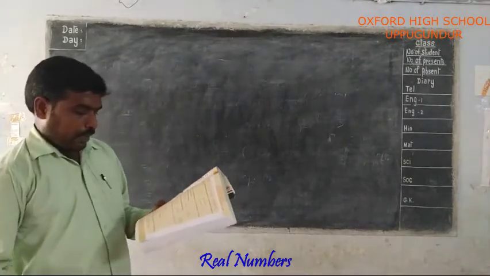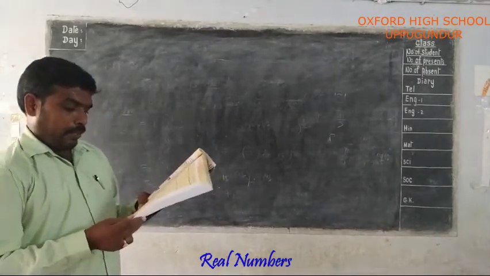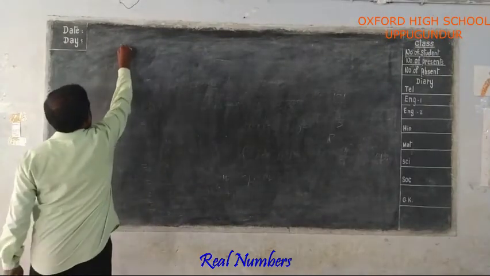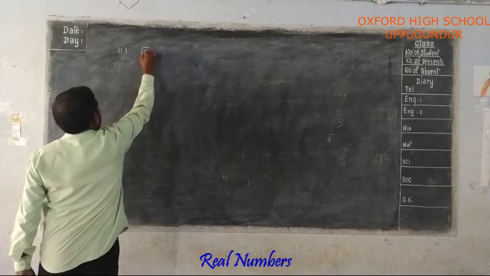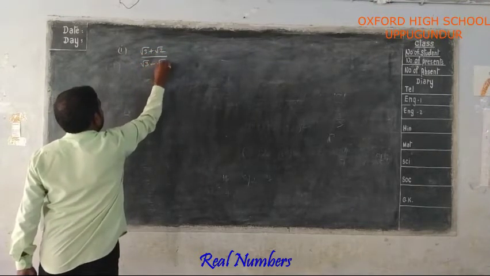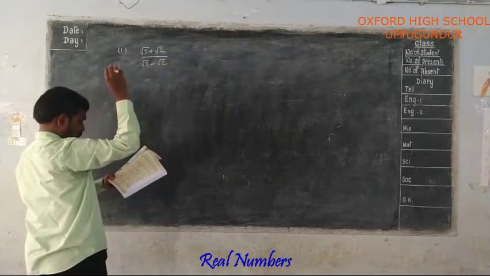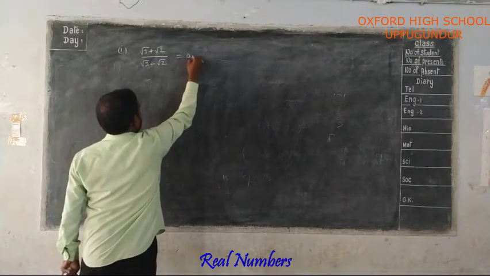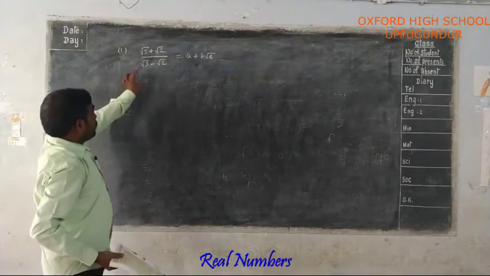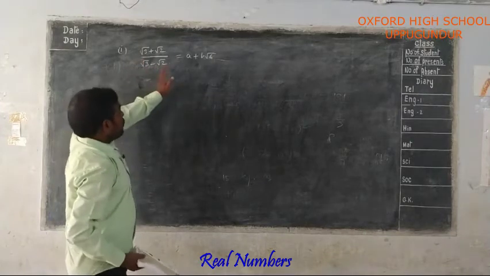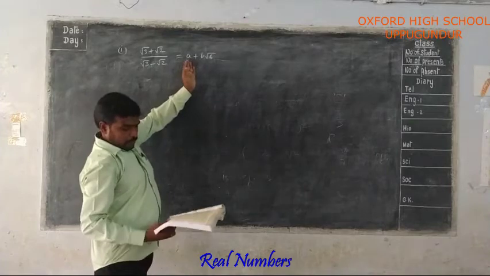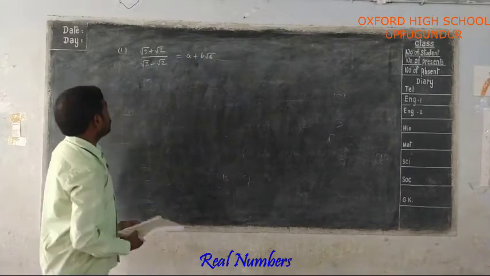And the 10th one: if a and b are real numbers, find the values of a and b in each of the following equations. First one, root 3 plus root 2 by root 3 minus root 2 equals a plus b root 6. First you have to simplify this irrational number in the form of a plus b root 6. After that you have to find the values of a and b, where a and b are rational numbers.